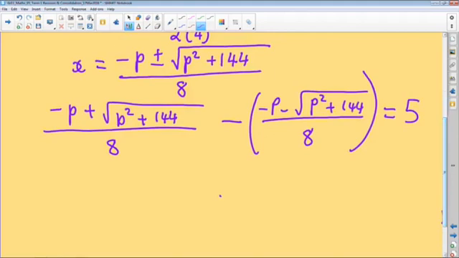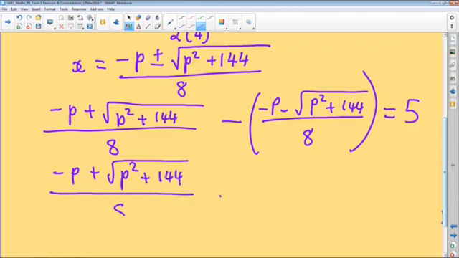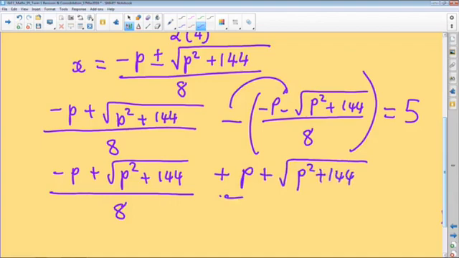Okay, so you get minus p plus the square root of p squared plus 144 divided by 8. Then that negative times negative, that's a plus p. Then you've got that negative again multiplied by that negative, plus the square root of p squared plus 144 all divided by 8, which is equal to 5.